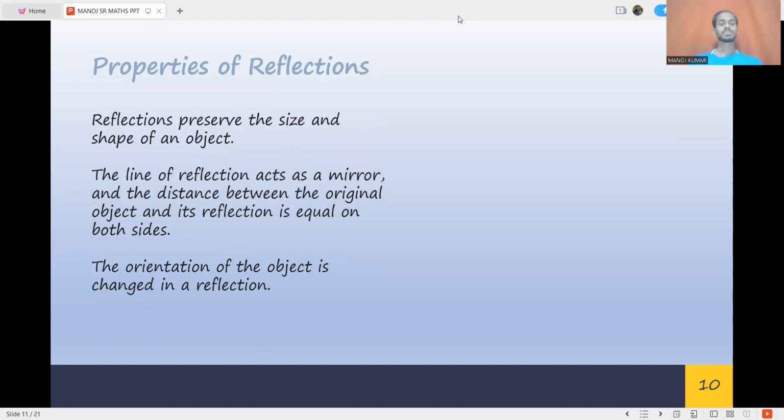Properties of reflection. Reflection preserves the size and shape of an object. The line of reflection acts as a mirror, and the distance between the original object and its reflection is equal on both sides. The orientation of the object is changed in the reflection.